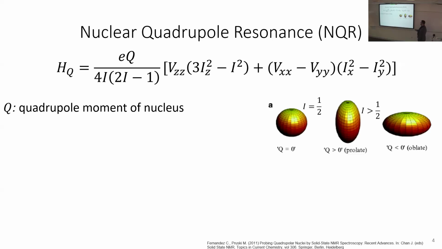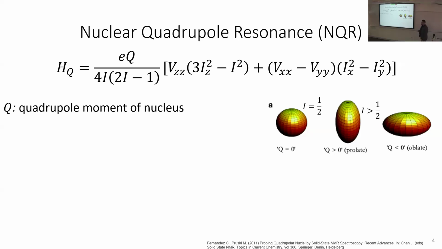The first component here is the Q, which is the quadrupolar moment of the nucleus. This is an electric quadrupolar moment, not a magnetic moment of the nucleus. This Q dictates the spatial distribution of the charge on the nucleus. So Q equals 0 refers to a spherically symmetric charge distribution, and the spin of that is 1/2, which is what I talked about in the previous slide.